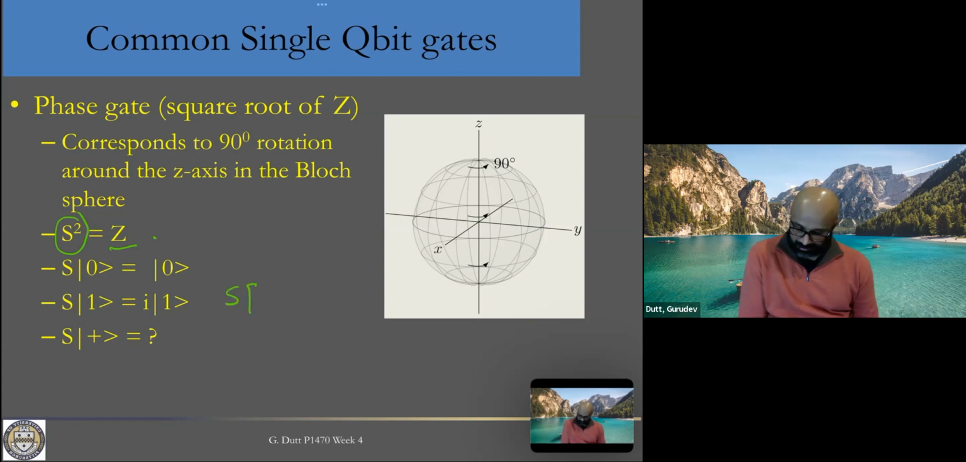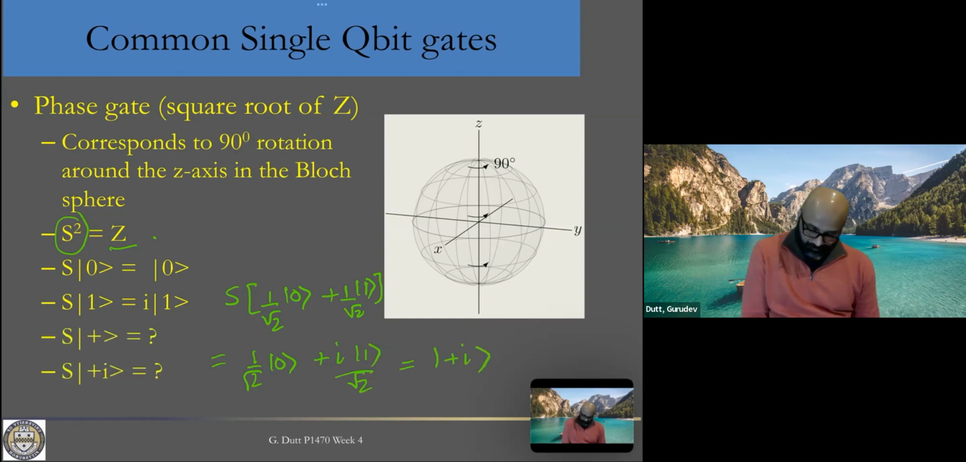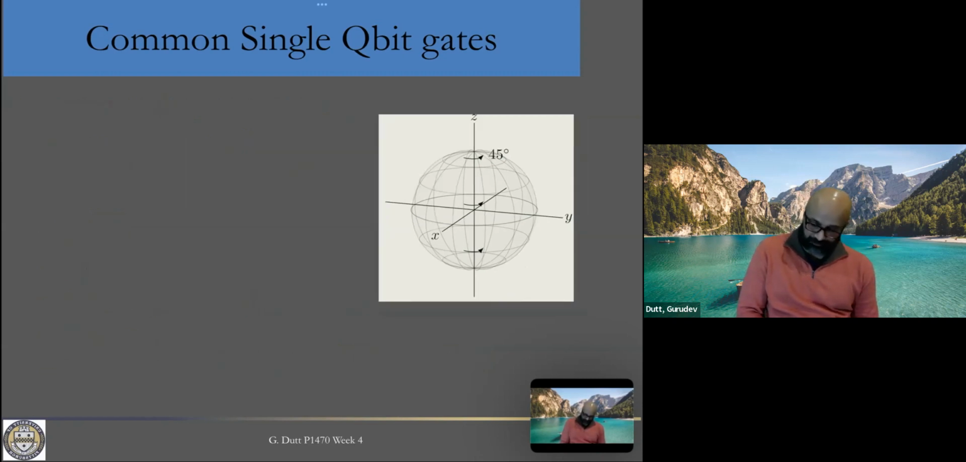So S acting on the plus state is equal to 1 over root 2 times 0 plus i times 1 over root 2 times 1, which is simply the plus i state. And S acting on plus i should take us, because it's a 90 degree rotation around the Z axis, to the minus state. But I'll let you verify that for yourself.